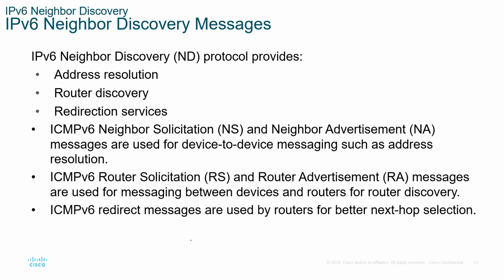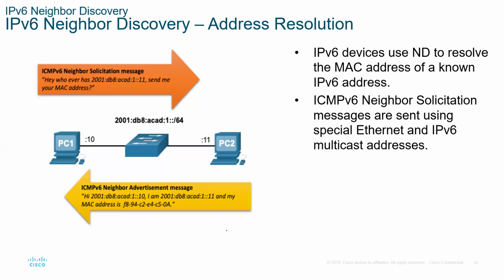Okay, so to finish up on neighbor discovery, like I said, it's just a set of messages which are being sent. We have the neighbor solicitation and the neighbor advertisement, which are used for device-to-device messaging, such as in address resolution. IPv6 devices use ND to resolve the MAC address of unknown IPv6 addresses. The NS messages are sent using a special Ethernet and IPv6 multicast address.